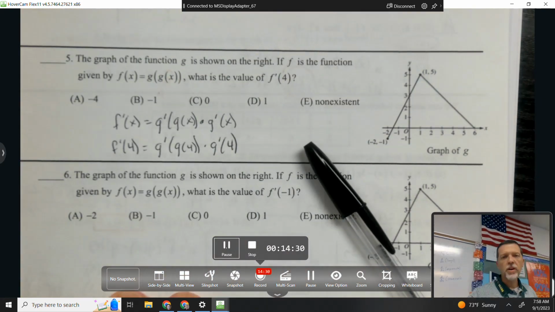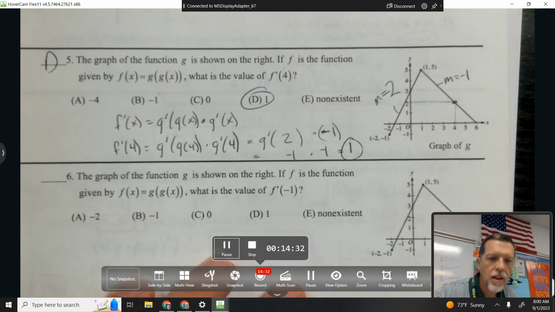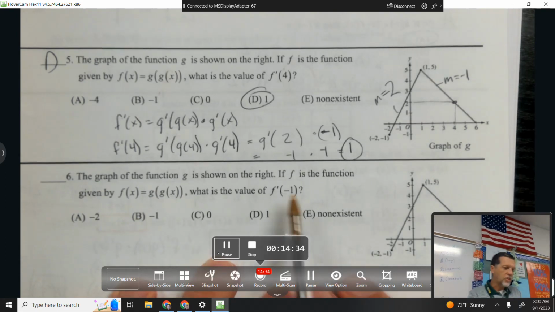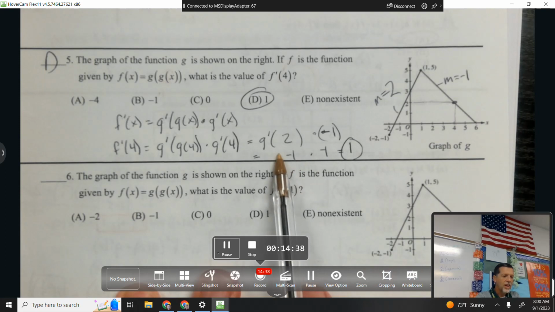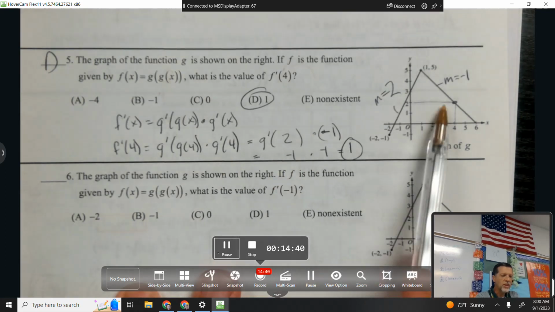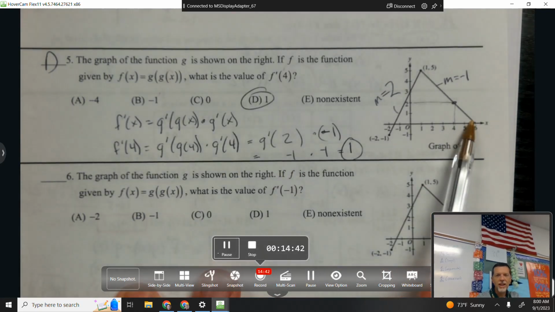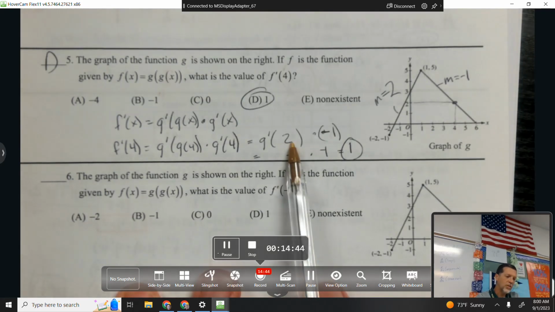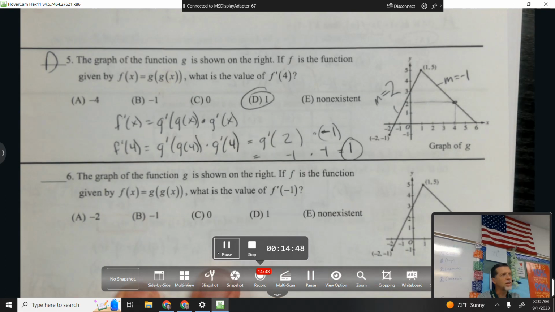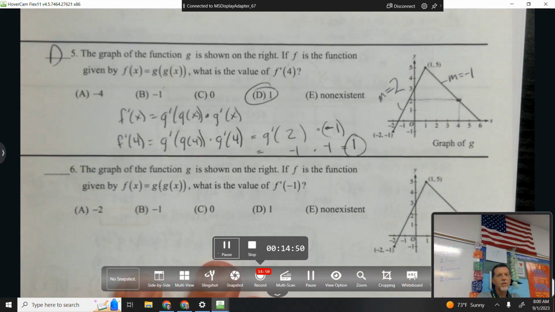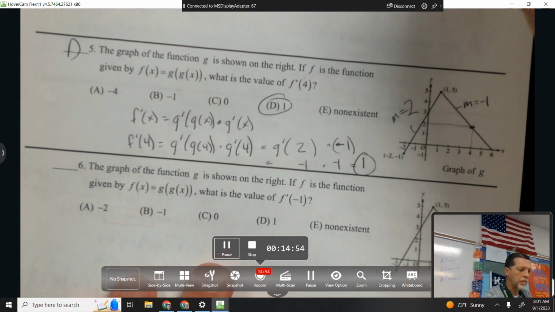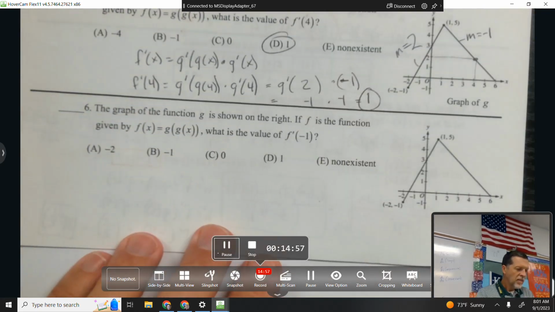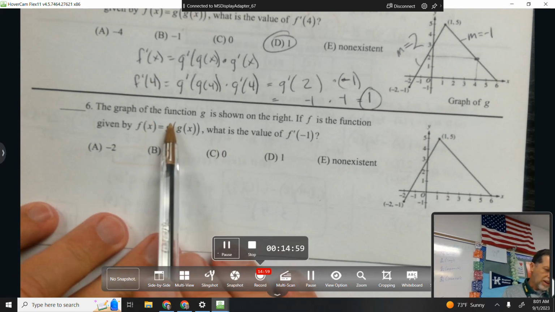Alright, I'm going to pause it again and let you. So you started with g of 4 is 2. You have to find that. And g prime at 4 is negative 1, the slope of that line. And then g prime at 2, also negative 1, and negative 1 times negative 1 is 1. So a little bit of calculus, a little bit of algebra. Maybe a medium amount of both. Okay, kind of the same thing.